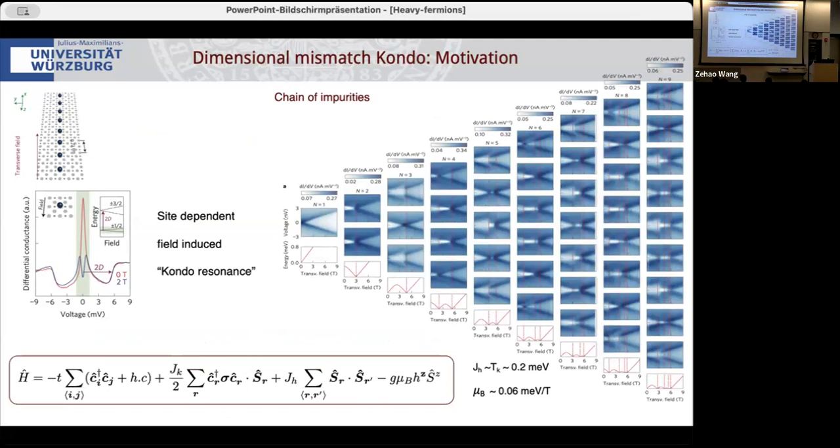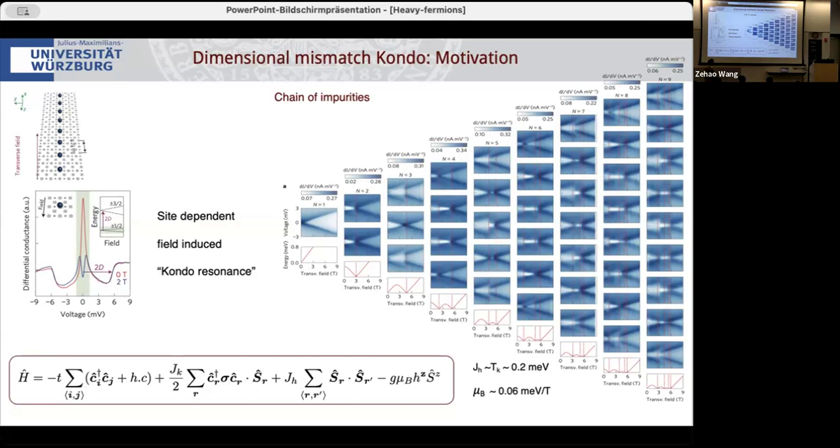What they do is this experimental data, which is, again, I think beautiful. Here you see dI/dV as a function of the voltage and the magnetic field. This point here is this resonance here, and then when you put in the magnetic field, the Kondo resonance splits into 2, and here you're fully saturated.